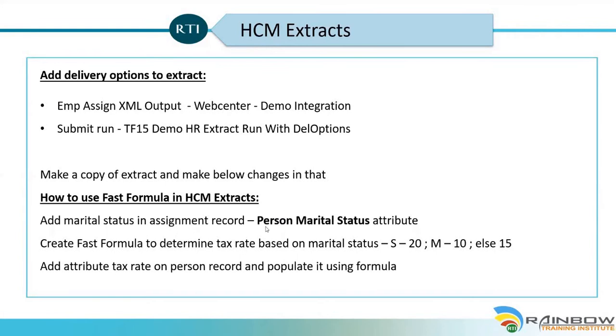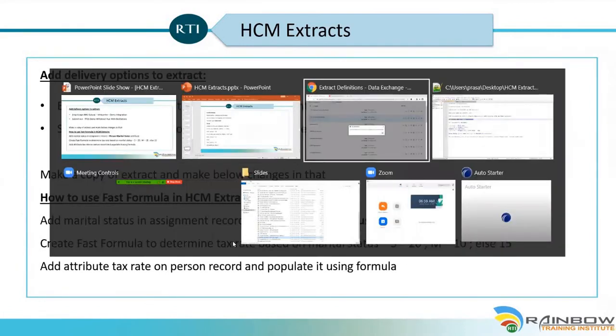In the extract that we have built now, all we did is use the attributes that are available in the user entity, right? But in some cases you might have to derive some additional attributes, and that too based on some logic. Say for example, in this case, based on marital status, the client has asked us to add an additional attribute.